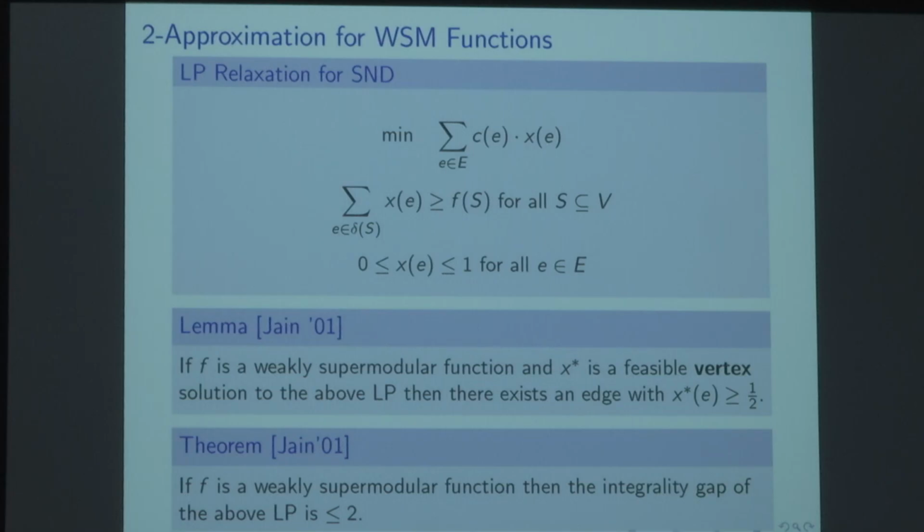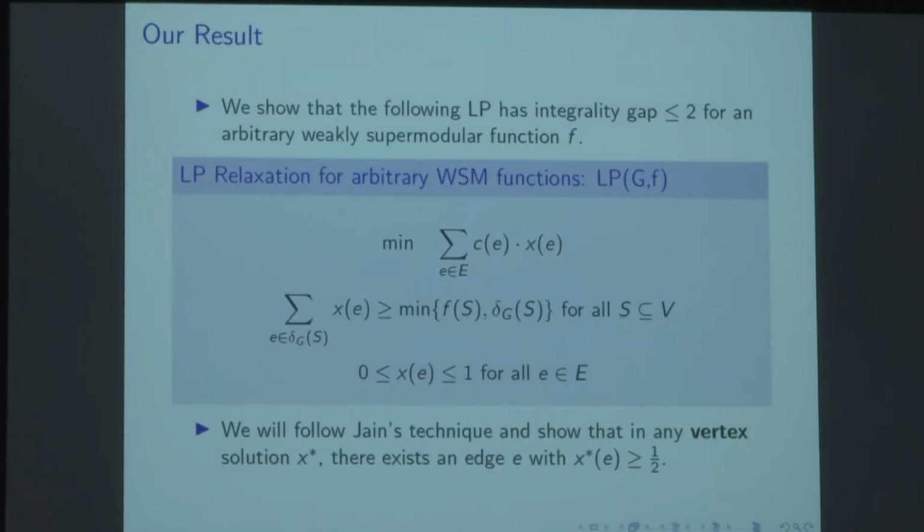Jain showed that if f is any weakly supermodular function, the above LP has an integrality gap of at most 2. We will actually prove an analogous result. Our result is the following: if f is any weakly supermodular function, and the cut requirement is min of f and the degree of G, then you can get an integrality gap of at most 2.